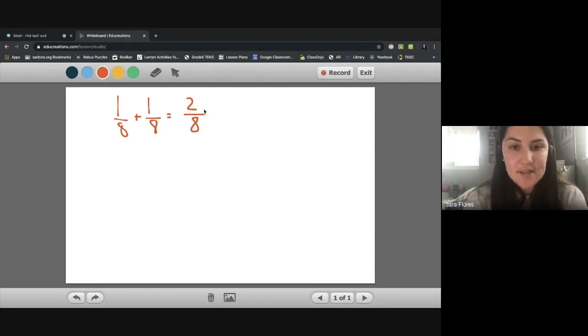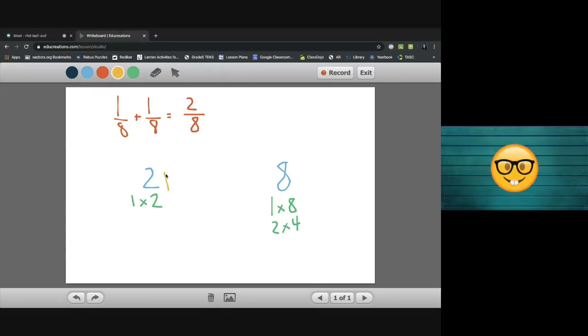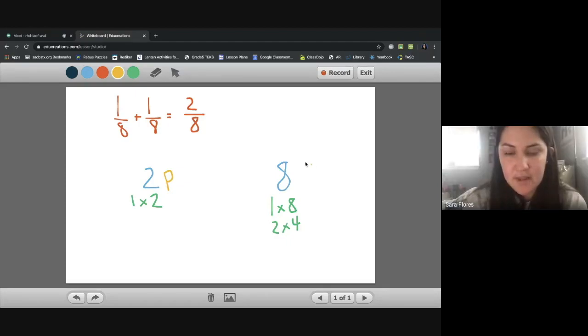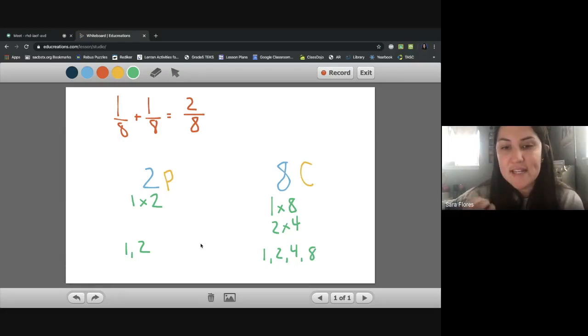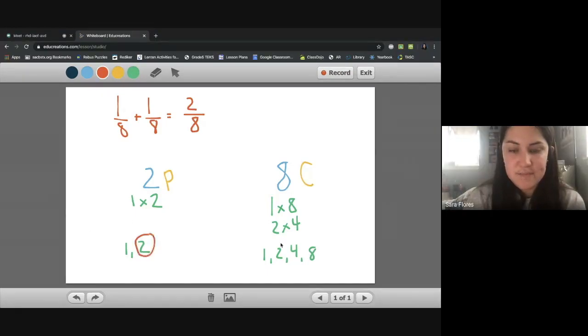So I have 2/8. Now I'm going to get my factors for 2 and 8. Who can tell me which one of these two numbers is a prime number and which one is a composite number? 2 is prime and 8 is composite. Awesome. 2 is prime, I'm going to put a P. And 8 is composite. Now that I have all of my factors listed, I'm going to put them in order. Who can tell me what my greatest common factor is? It's 1. No, 2. Good. So 2 is my greatest common factor.